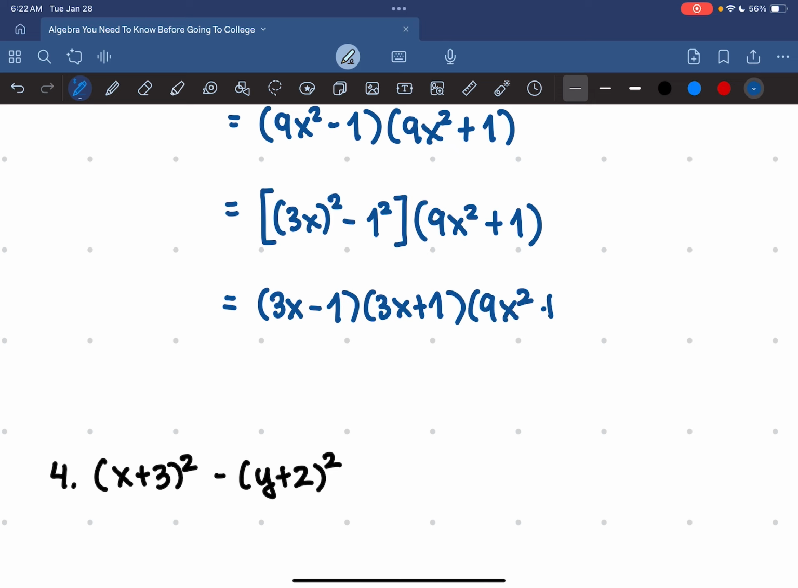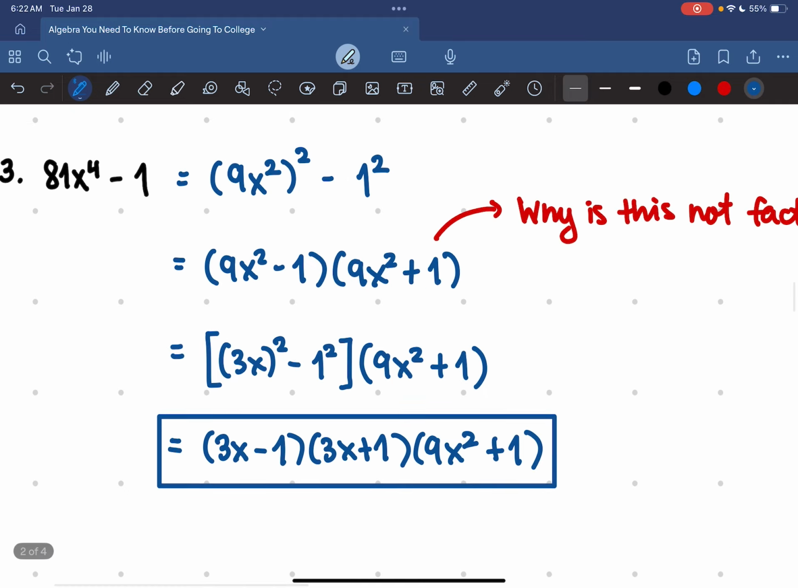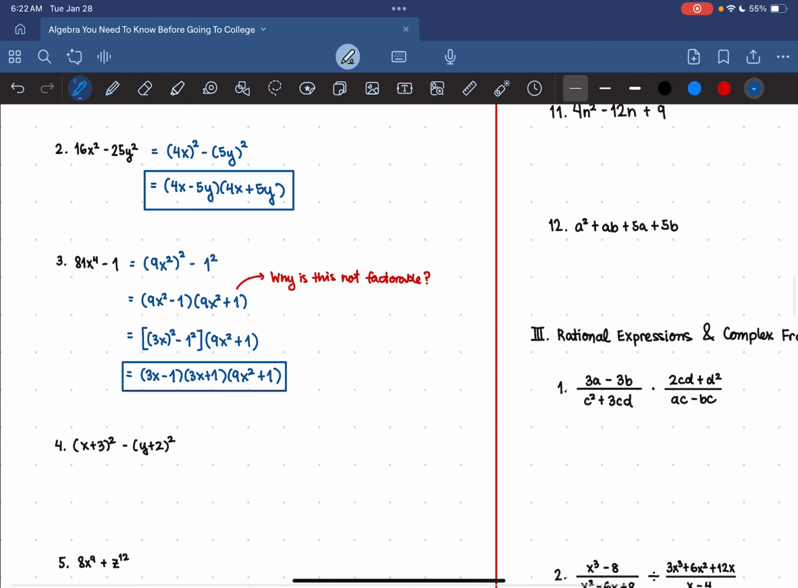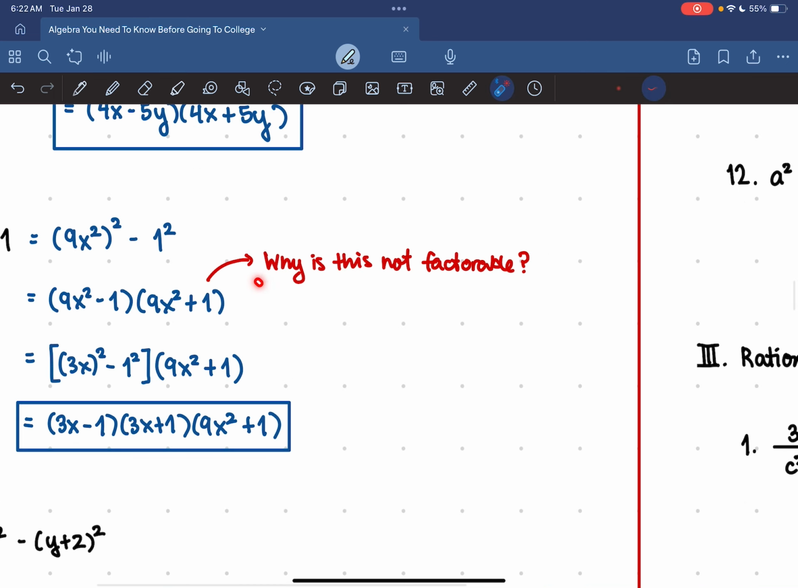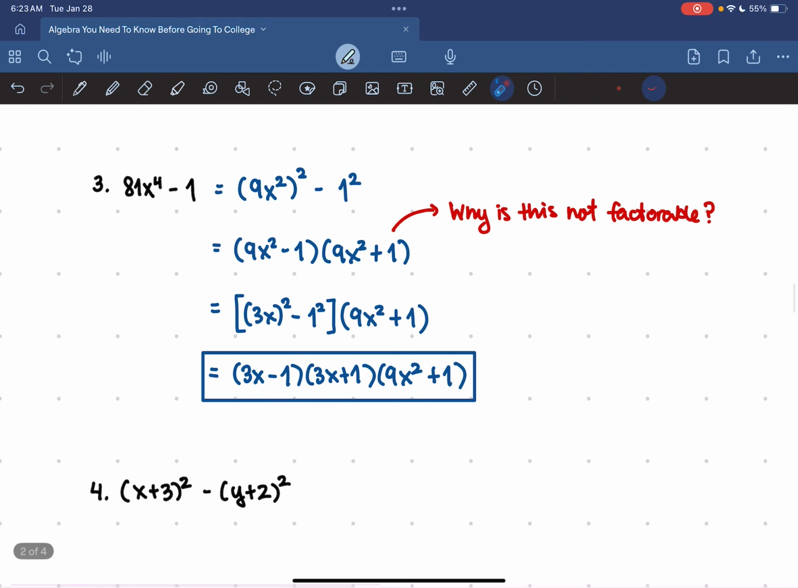9x squared plus 1. So as you can see, you can apply difference of two squares infinitely many times actually. And this is the final answer. Just to take note in this one, the reason for this one is not just because it is not difference of two squares, okay? So if you're thinking about that, that's not the answer. My hint would be look at this square here.